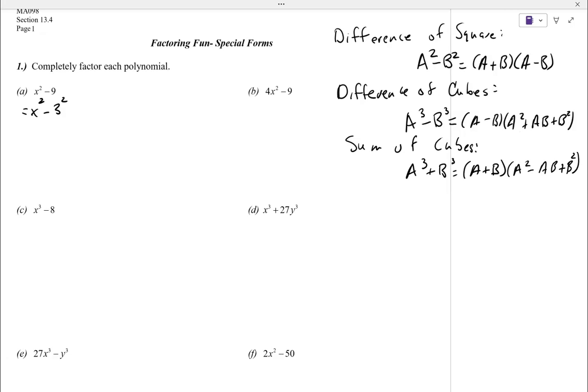What's playing the role of A? X. What's playing the role of the B? The 3, right? So according to our formula then, how does that factor? Yeah, x plus 3 and x minus 3, right? Because this is a squared minus b squared, so it's a plus b, a minus b. Is that okay?